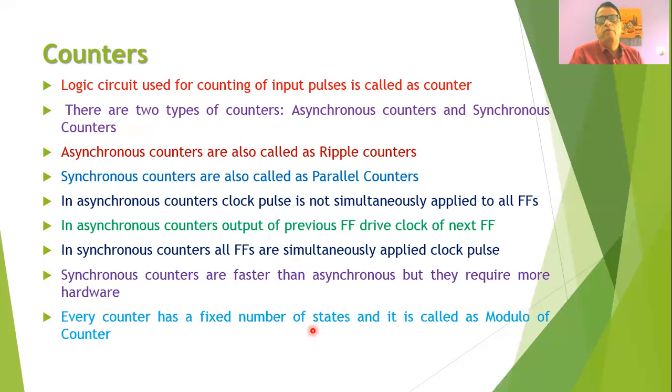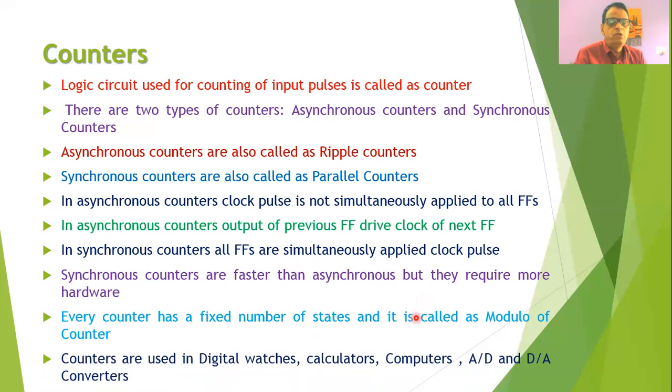Now we know that every counter will have a certain fixed number of flip-flops, and therefore every counter will have a certain number of fixed states. This number of states of the counter is called the modulo of the counter. And this modulo figure indicates how many clock pulses the counter can count.